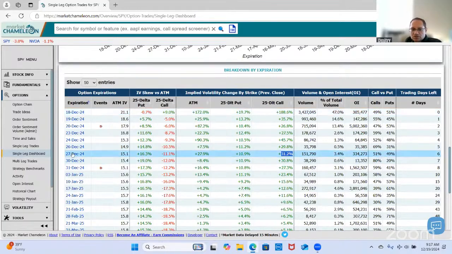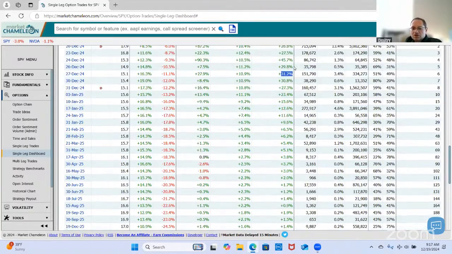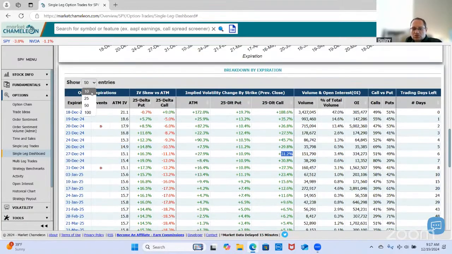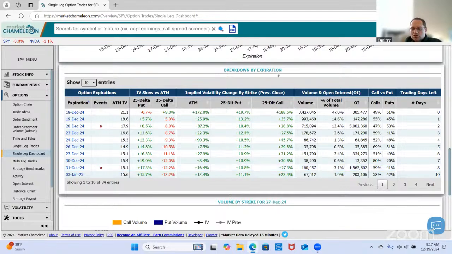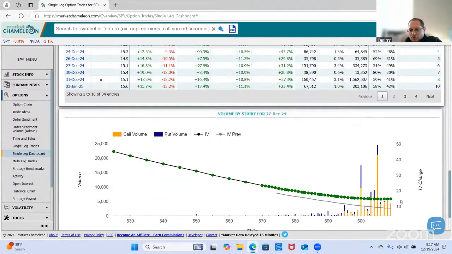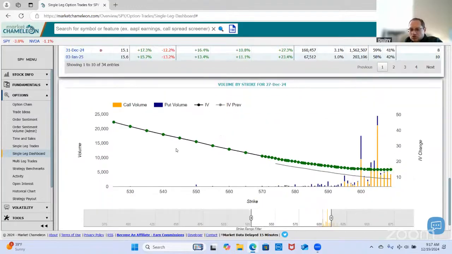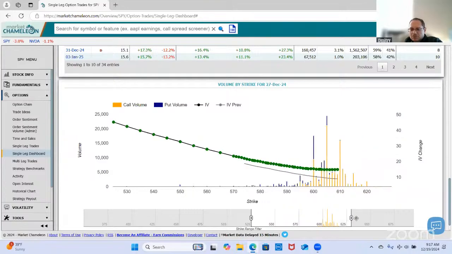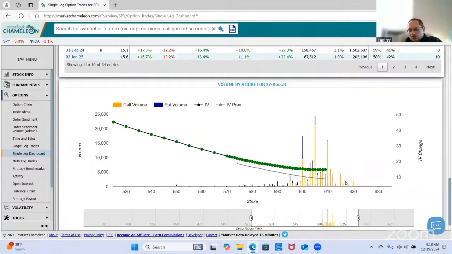So if I click on this December 27th, let me just make this table smaller. We get this new table below, and you can expand it here. Let's just expand it a little bit. Okay, and what this shows us is the December 27th expiration, and we see the trading volume in the bars. So there's a pretty decent amount of trading in this expiration.